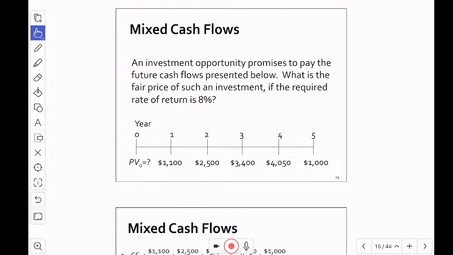In this example, to illustrate, an investment opportunity promises to pay the future cash flows presented below. What is the fair price? What is the most you'd be willing to pay for such an investment? So this is what's coming to you. It looks like the net present value case where there are future cash flows. However, I didn't give you the initial amount, so you have to figure it out. Since it's the same, it's going to be the same formula. However, I'm looking for a different variable.